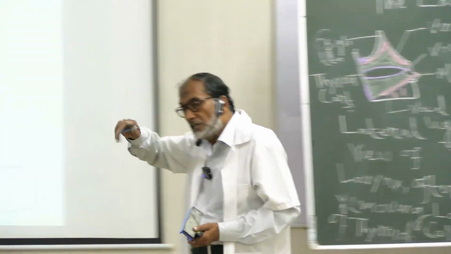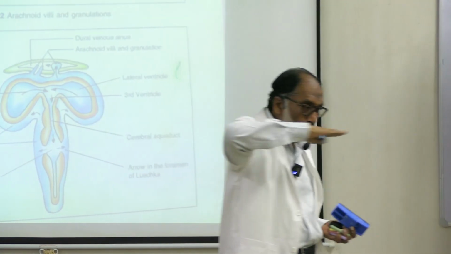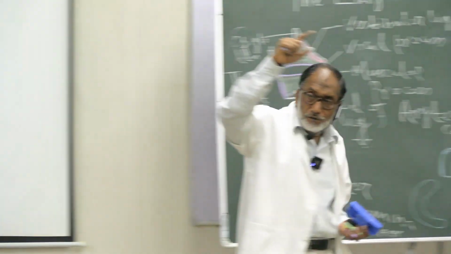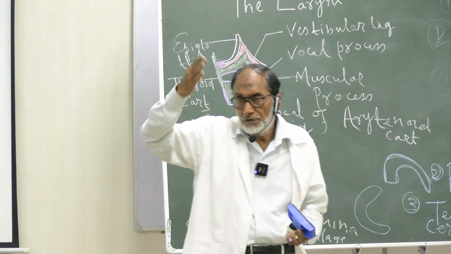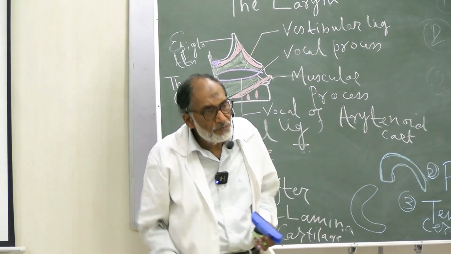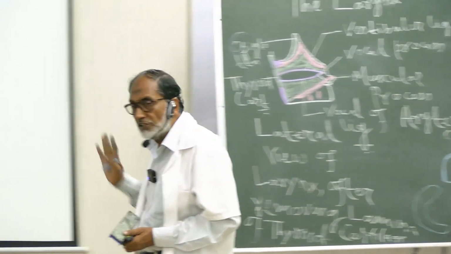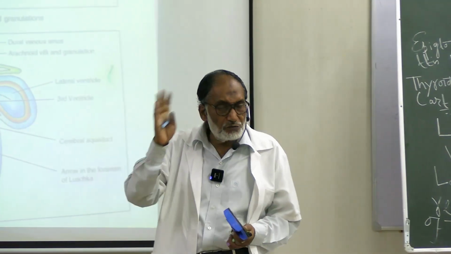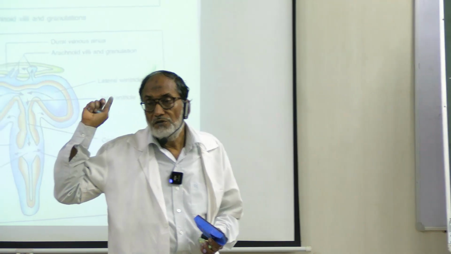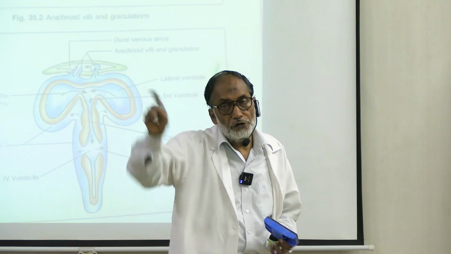Diaphragma sellae roofs over the pituitary fossa, the sella turcica. So these are the four modifications of the dura mater, right?